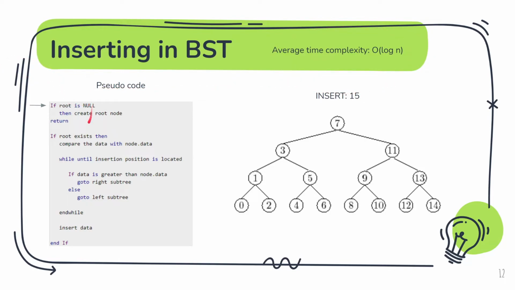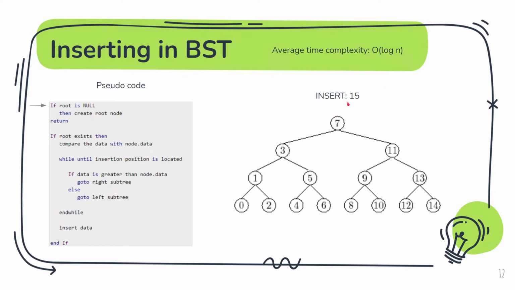So we first check if the root node that we were inputted with is null. This means that we have an empty tree, which means that we can simply make 15 our root node, and then we can terminate the program. Or else, if the root exists, then we start comparing the data with the inserting node that we have.